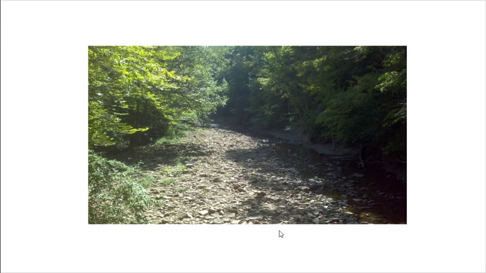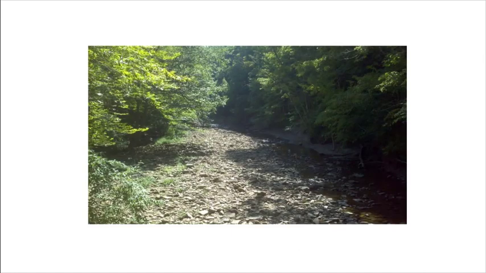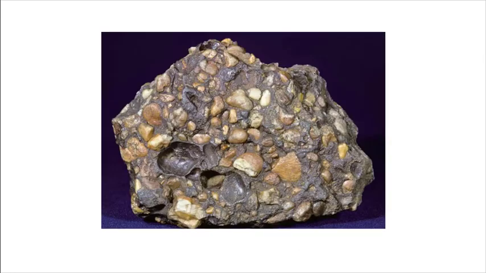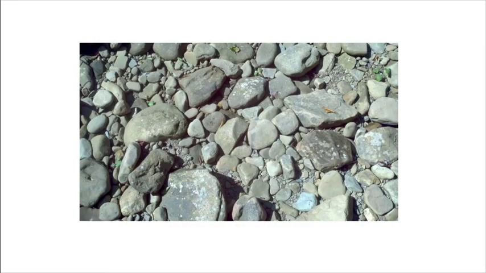If I'm standing on a bridge, and I walk down into the riverbed and point my camera down, it looks like that. And so you can see these rounded-over, pebble-sized rocks. If I turn all of these individual rocks into a larger rock, that rock would of course be a conglomerate. And so conglomerates form in rivers.